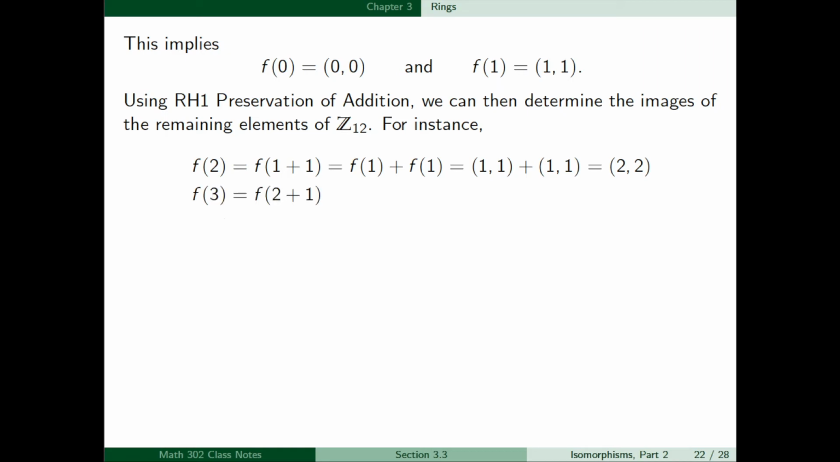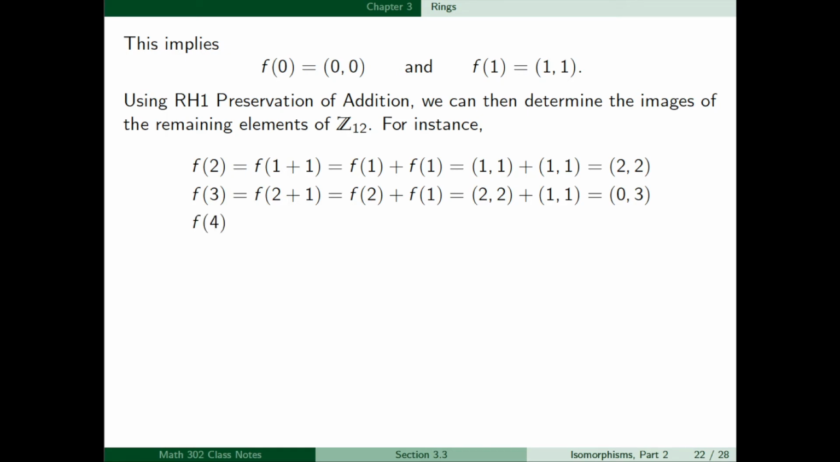Then f of 3 will be f of 2 plus 1, which is f of 2 plus f of 1, which will be equal to (2, 2) plus (1, 1), which will be equal to (3, 3), but our first component's coordinates are mod 3, so this will be the ordered pair (0, 3).